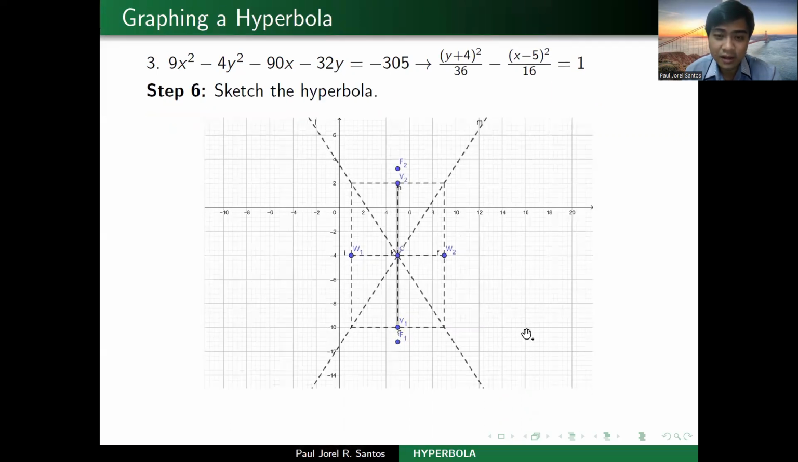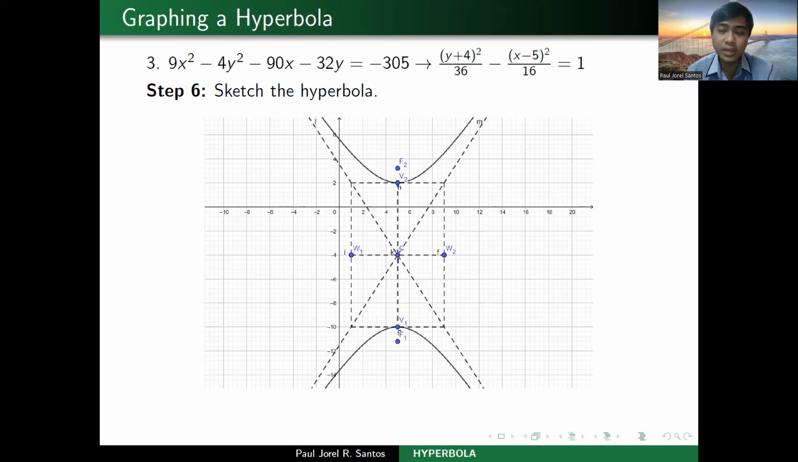And we have to sketch the hyperbola. So this is the hyperbola. The hyperbola that is vertical, whose standard equation is the square of y plus 4 all over 36 minus the square of x minus 5 all over 16 equals 1. So that is the end of our video lesson in hyperbola.